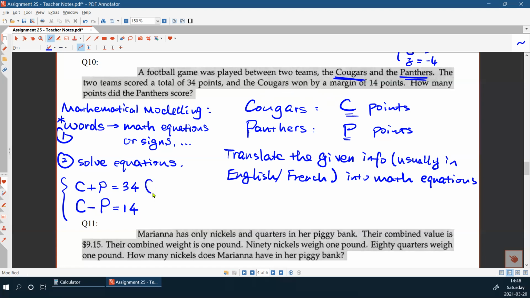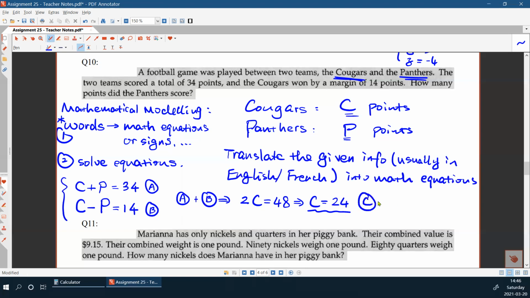Okay, let's label these A and B. You can use A plus B to eliminate the P's there. So that will give you 2C equals 48, right? And that gives you C is 24. C is 24. What is the meaning of this? That means Cougars have scored 24 points, right?